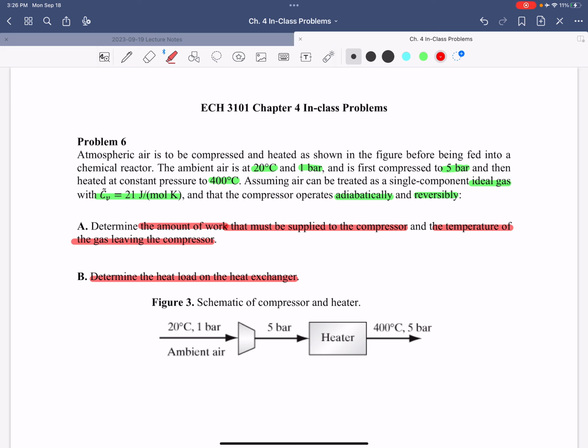Based on the information in this problem statement, pause the video here and sketch out the process flow diagram.